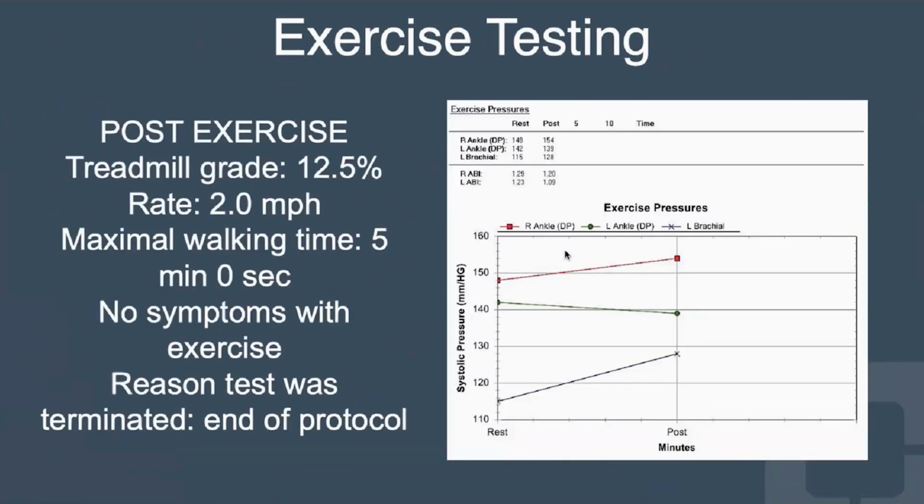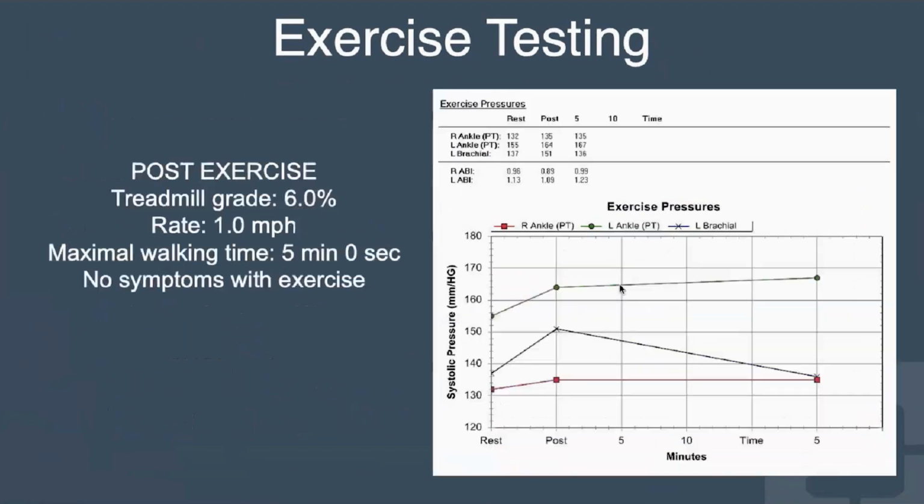This is what an exercise testing would look like after this patient walked 5 minutes. There were no symptoms, and the test was terminated with the end of protocol. You can see this is the brachial going up, which is what you'd expect. And the left ankle slightly goes down, but not much. And the right ankle, this is more of a normal response in a normal person that you may get elevation because you have vessel dilation. So that's a normal exercise testing.